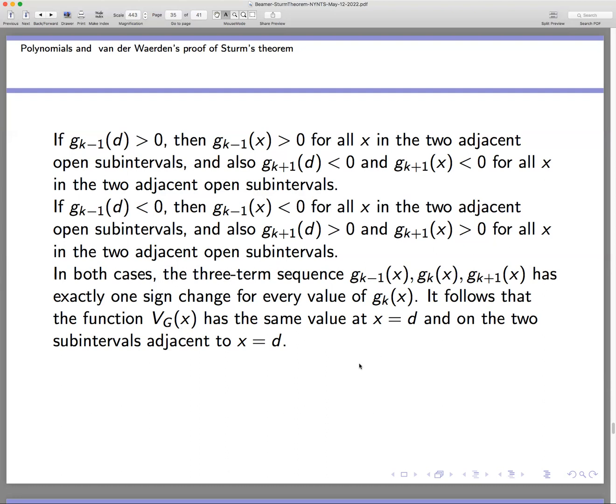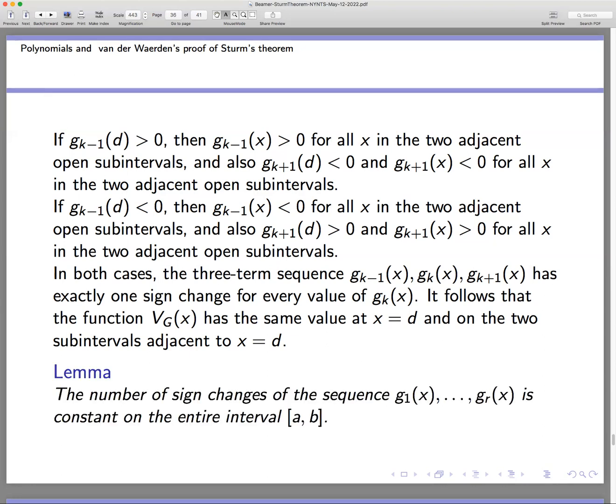So if you cross a d where G0 of d is not 0, as Moshe said a moment ago, there doesn't have to be a change, and in fact, there is not a change. So the last case to consider, and this also says that if you look at the number of sign changes of the sequence from G1 to GR, that in fact is constant on the entire interval. That doesn't change at all.